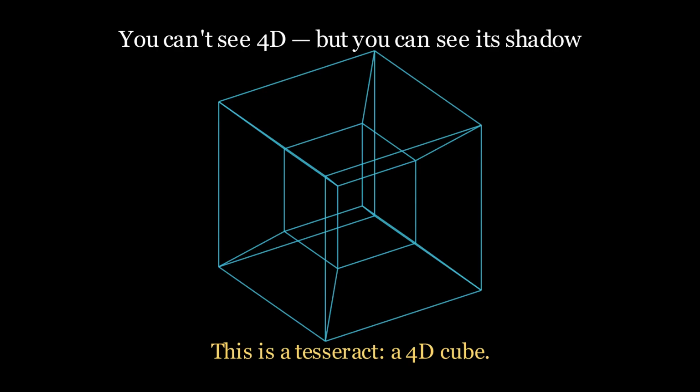In the very same way, a 4-dimensional cube casts a 3-dimensional shadow, one that we can build and look at and even watch move. That 4-dimensional cube has a name. It's called a tesseract. Let's go see one.